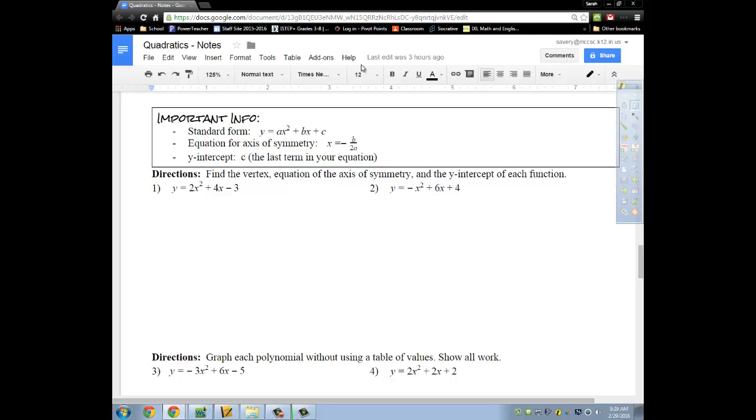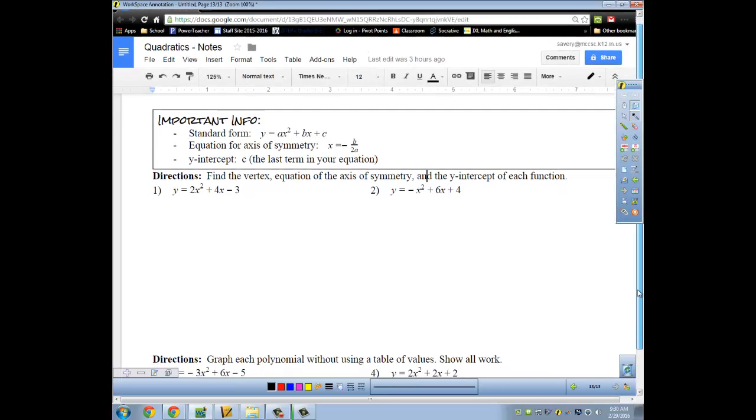There's an equation that we can use to find the axis of symmetry, so that line that's going to go right through the middle of the graph, and it's x equals negative b over 2a. So that's going to actually be not very difficult once we look at an example. The y-intercept is your c, so it's whatever your last term is. Okay, so just some things to remember.